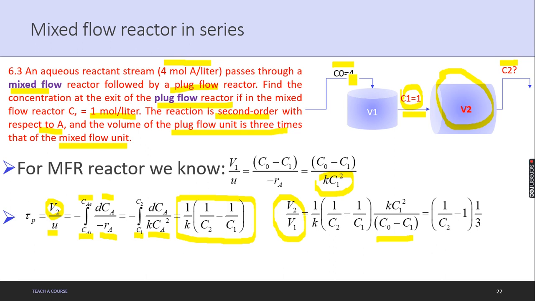Now we can plug in the C0 and C1 values once again. C1 I know, C0 also we know, and C2 is the only unknown. If we plug them all together, K is anyway cancelling out, this K and this K cancel, so the whole derivation becomes simplified. And V2 by V1 you already know, that is 3 times, so V2 by V1 is 3. So 1 by C2 minus 1 is becoming 9, so C2 is 0.1.